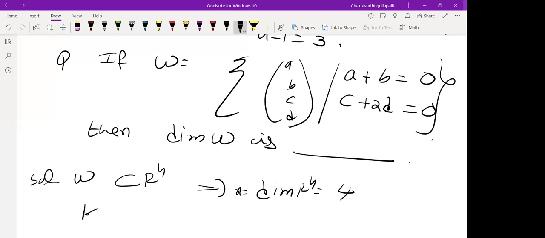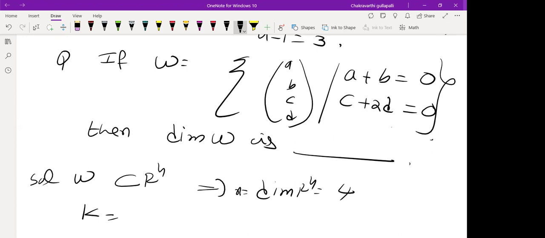How many independent restrictions? What is meant by independent? No variable is common. Here A, B is there. Here A, B is not there; C and D are there. So if there are no variables common, then they are called independent restrictions.